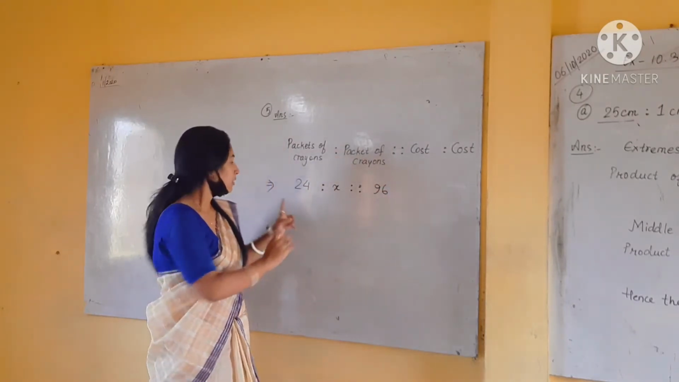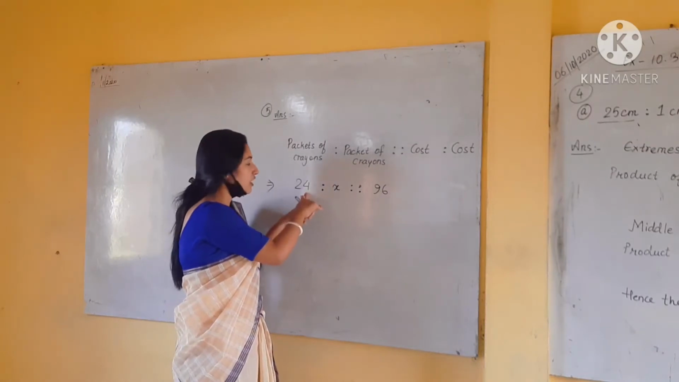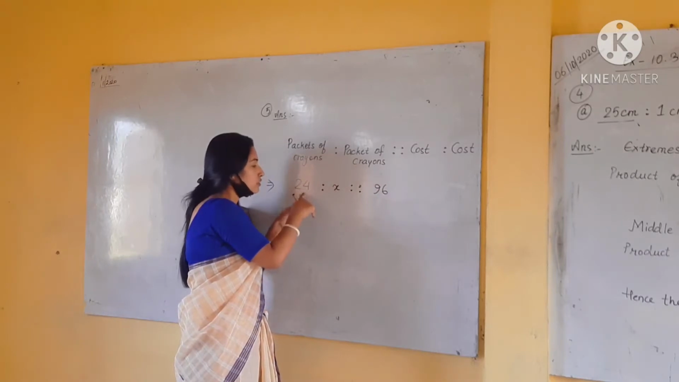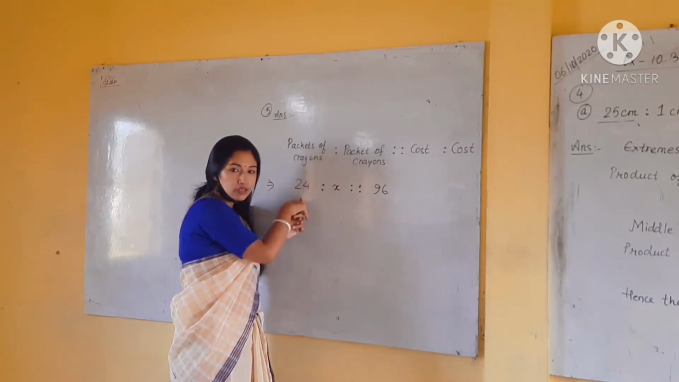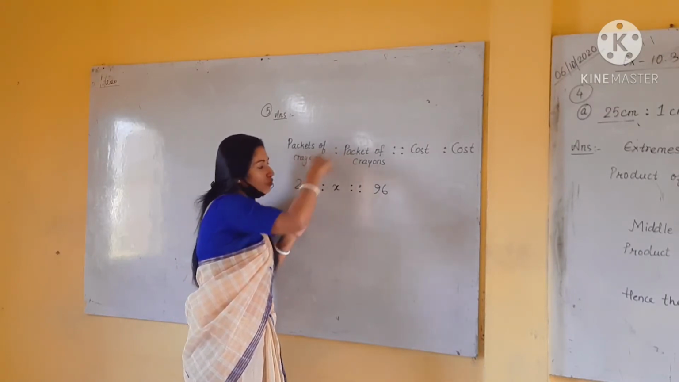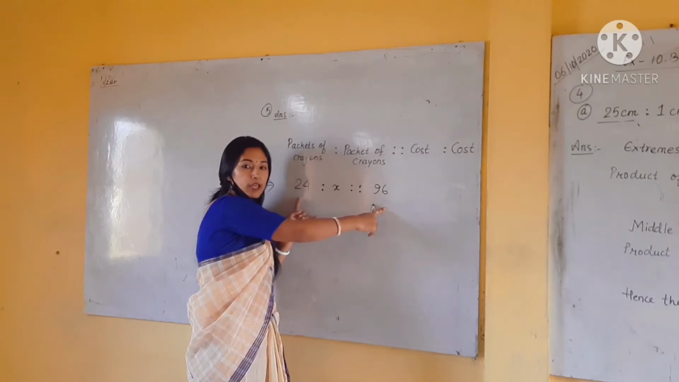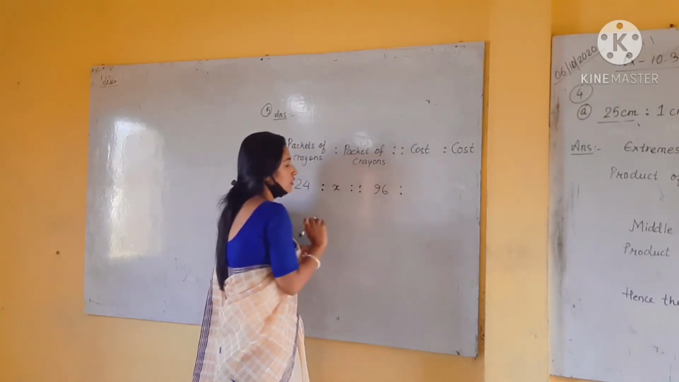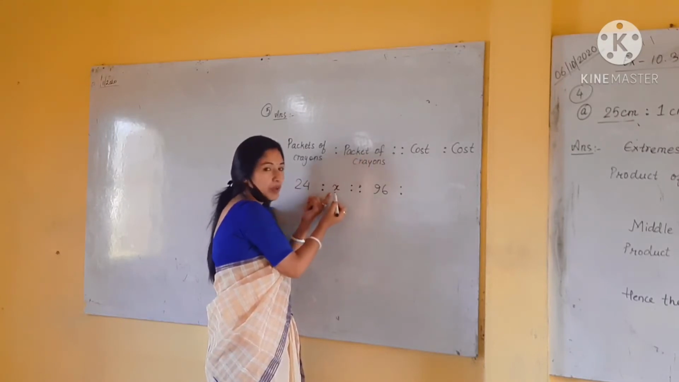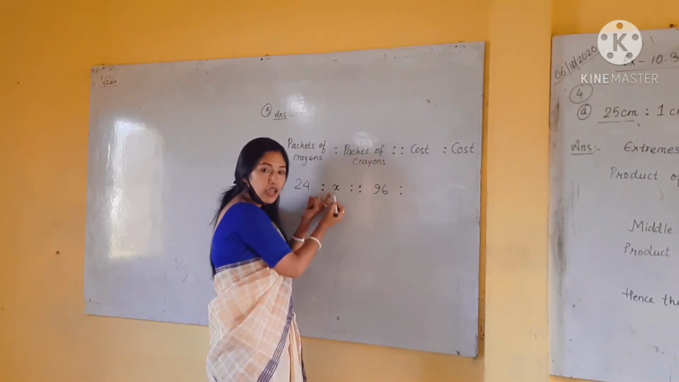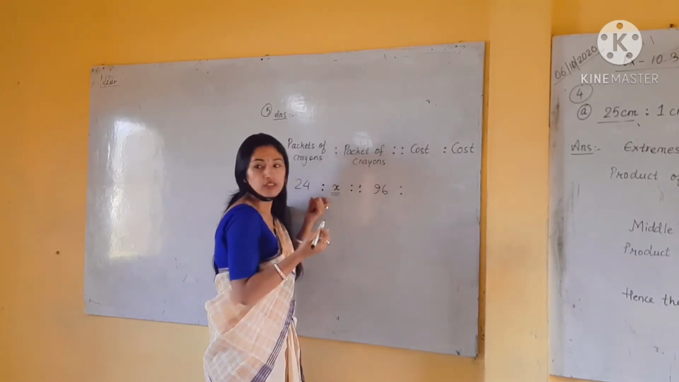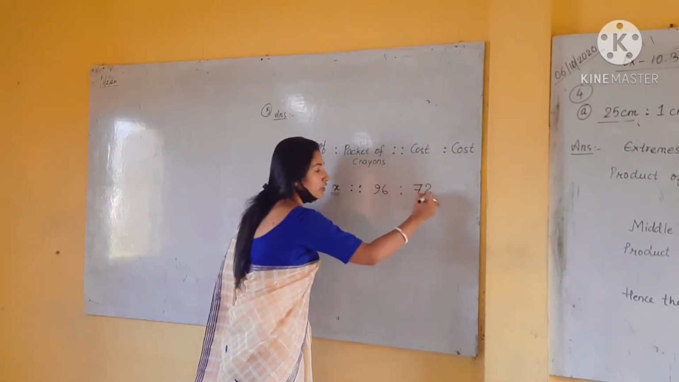Clear? Yes, ma'am. Because 24 packets of crayons we are purchasing with how many rupees? 96. So here in the first place we are writing the number of packets, and for that, how much cost, how many rupees we are paying, we have to write here. Now in the next condition, the number of packets of crayon is X and we are buying this much crayon using how much rupees? 72. So in this place we have to write 72.